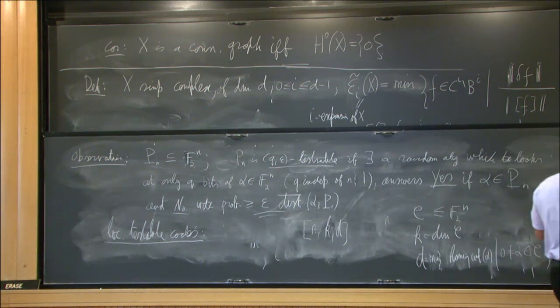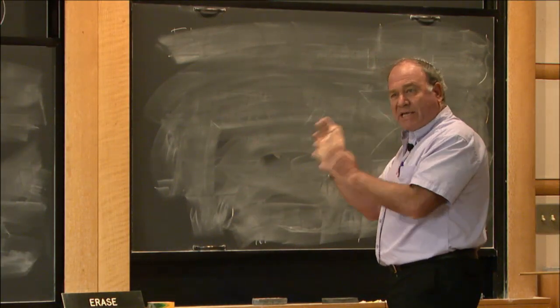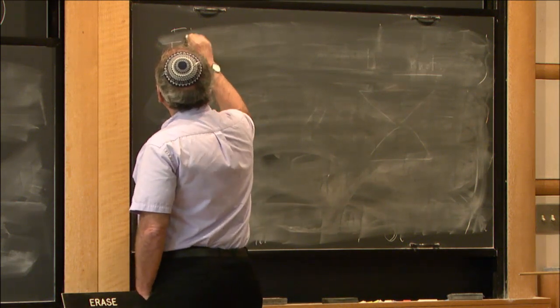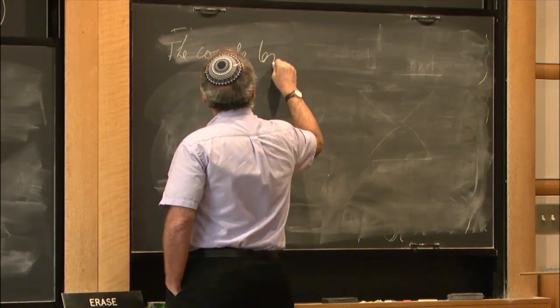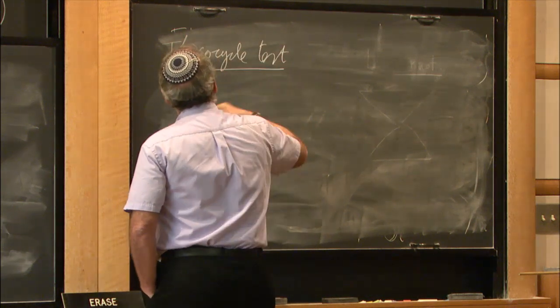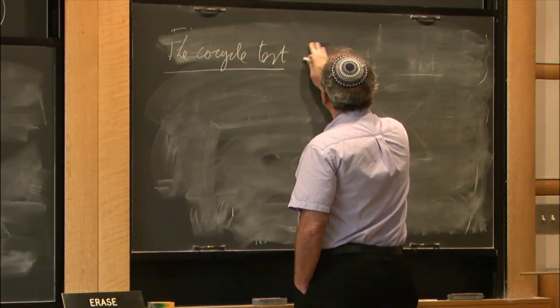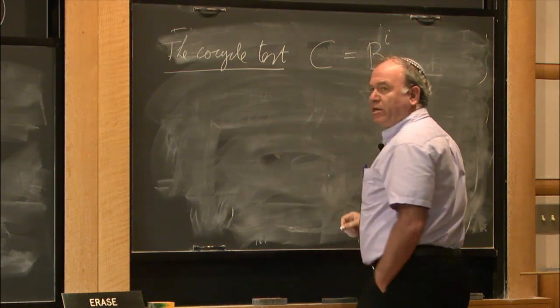So this is just a reformulation of the story. Let's go and see that this is exactly the same thing. So let's call it, if you want to be, the co-cycle test. I'll show you what's the code and what's the test. So we'll take the code C to be the co-boundaries BI.